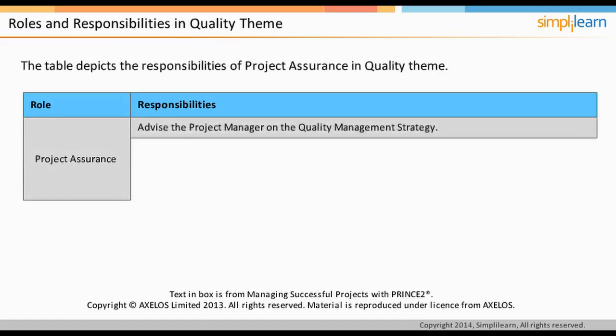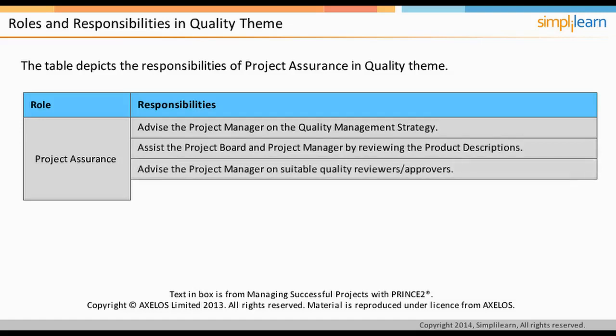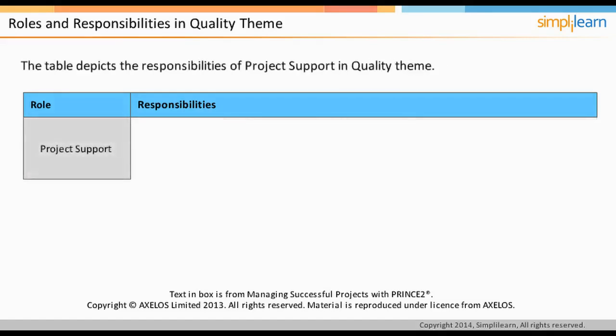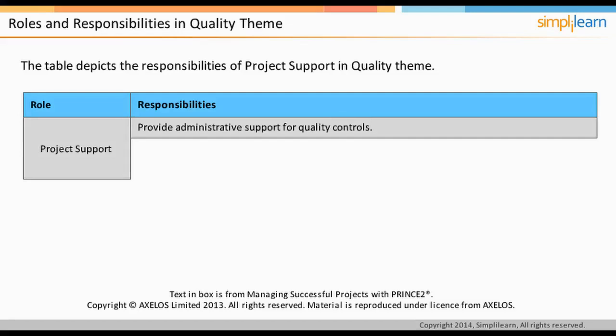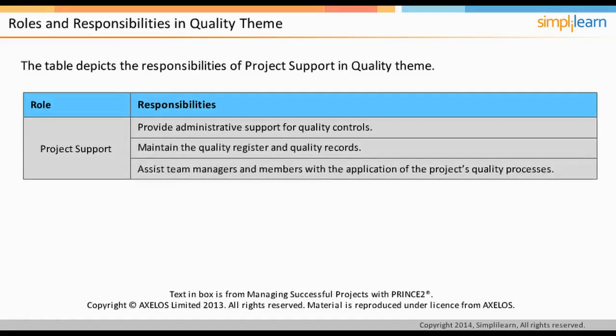Project assurance advises the project manager on the quality management strategy, and assists the project board and project manager by reviewing the product descriptions. Other responsibilities include advising the project manager on suitable quality reviewers or approvers and assuring project board members on the implementation of the quality management strategy. Project support provides administrative support for quality controls, maintains the quality register and quality records, and assists team managers and members with the application of the project's quality processes.